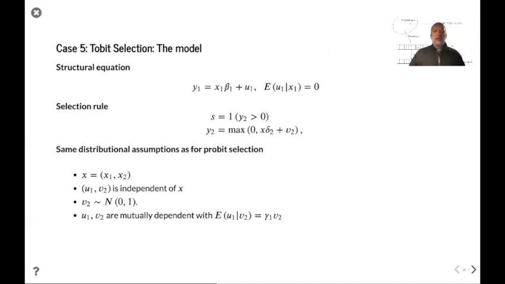Okay, and it's very similar to what we just had, in the sense that we're looking at the same structural equation, but now the selection rule is that you're selected into the sample if some other variable y2 is positive. Okay, the leading example here is y2 would be the hours of work, and then y1 would be the wage equation.